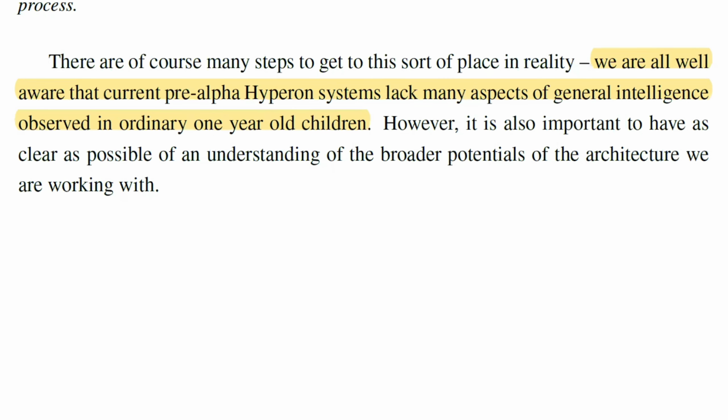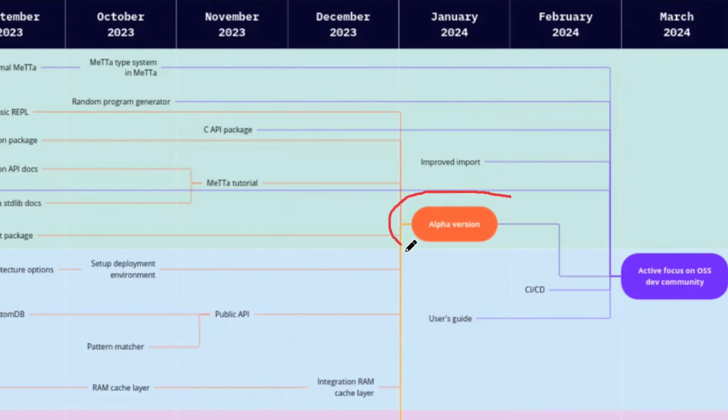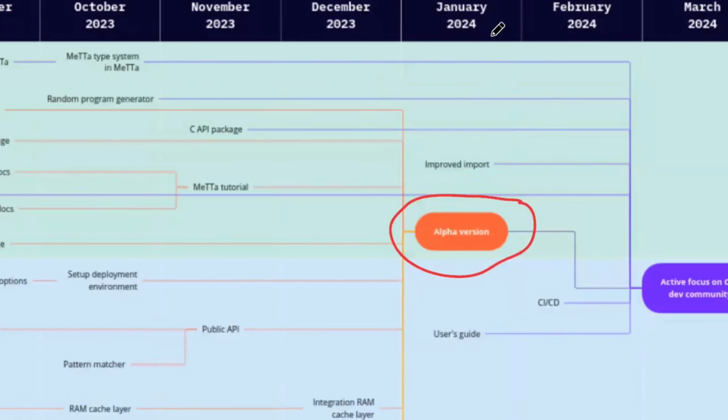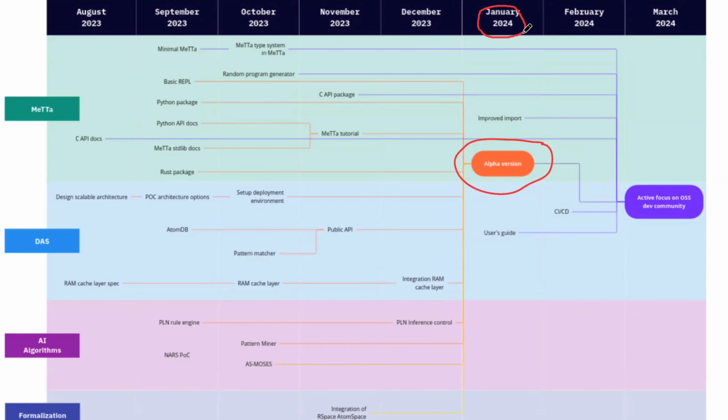But moving on, as the paper states further, we are all well aware that current pre-alpha Hyperon systems lack many aspects of general intelligence observed in ordinary one-year-old children. As most of Hyperon is yet to be developed and a lot of it is theoretical, let's have a look at the timeline. As you can see, the alpha version is supposed to come out in January. And I for one definitely want to start using Hyperon as soon as possible.